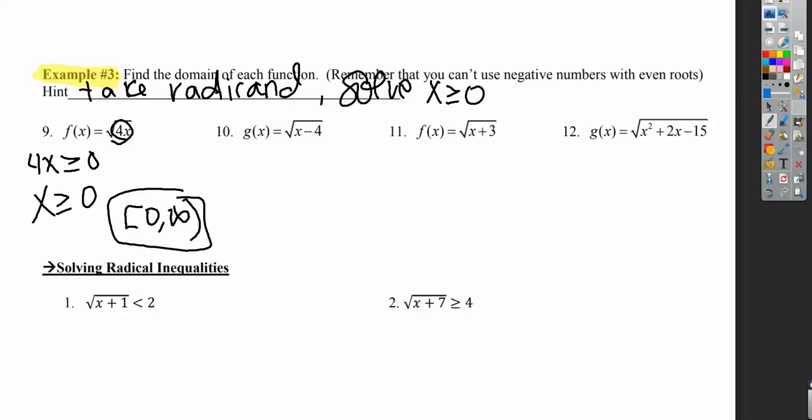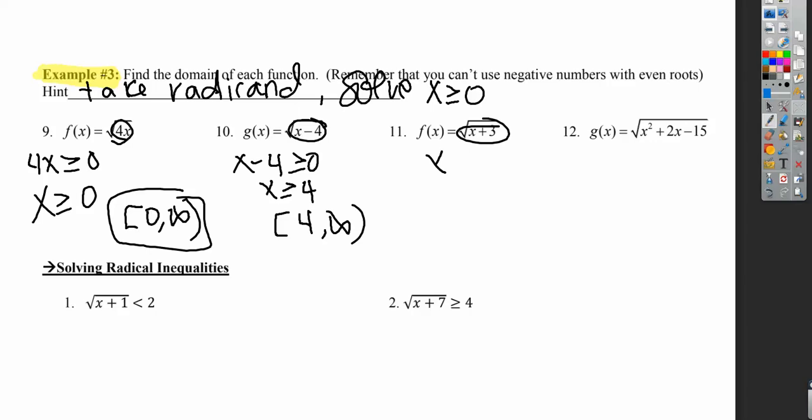If I look at number 10, take what's in the radicand and make it greater than or equal to 0. Solve for x. Now, my domain is 4 to infinity. If I do one more, take what's underneath the square root house, make it greater than or equal to 0. X is greater than or equal to -3, so I have -3 to infinity.